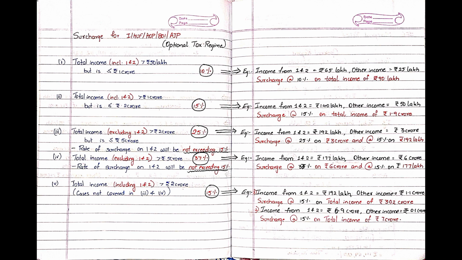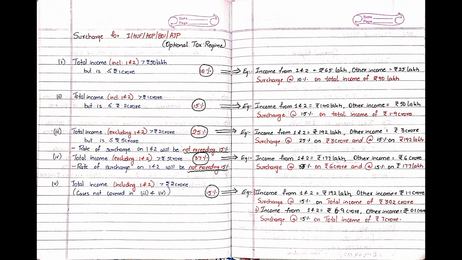The income from 1 and 2 is rupees 140 lakh, that is 1.4 crores. The other income is 50 lakh. The total income, when we aggregate, amounts to rupees 1.9 crores. It exceeds 1 crore but is less than 2 crores. In such a case, the surcharge will be levied at the rate of 15% on total income of rupees 1.9 crores.